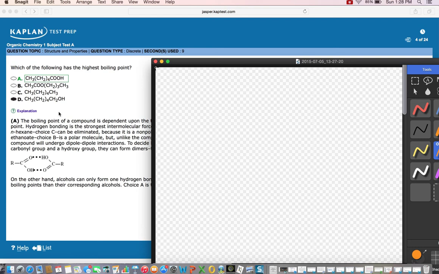For example, this is hexanoic acid. And so I'm going to draw the structure of one hexanoic acid molecule. And then for the second one, and for this one I'm going to render it in red. Sorry.